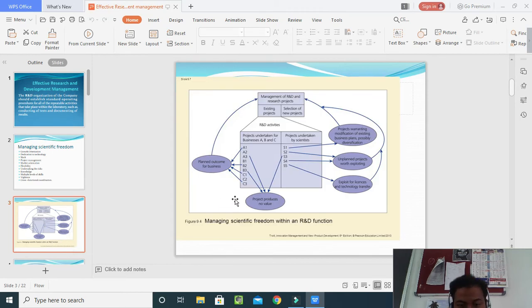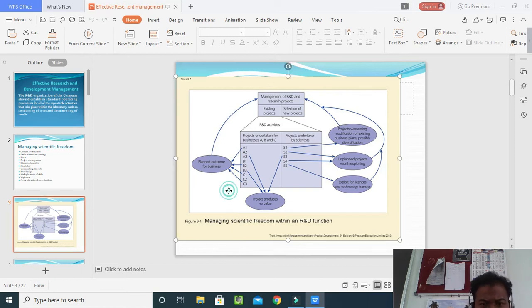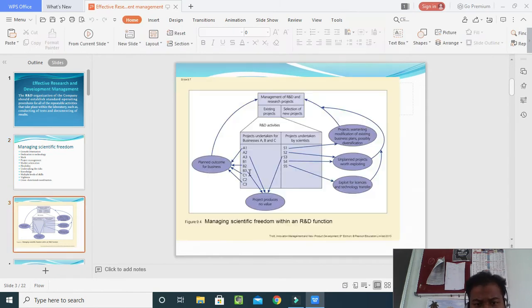Now the second one is the function, how these functions take place. See on the screen, if you see here, we have the products taken for business, like ABC products: product A1, A2, A3, B1, B2, B3, C1, C2, C3. And here the projects will be undertaken by the scientists S1, S2, S3, S4, S5. So the planned outcomes of the business, whatever the plan has been, they will take it out and they will do the research products.